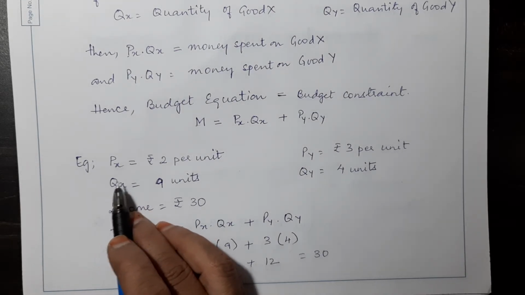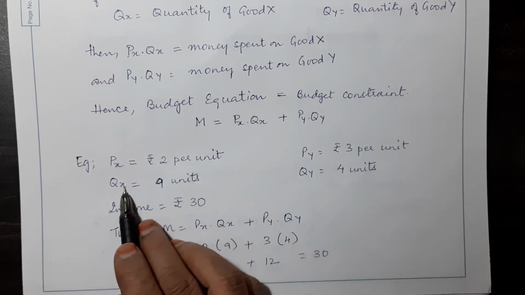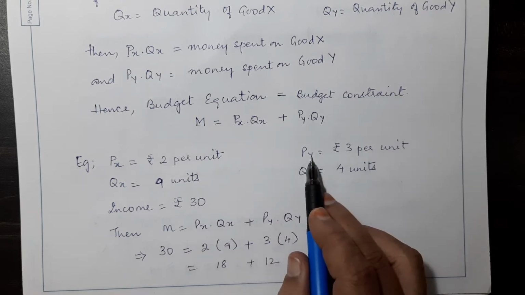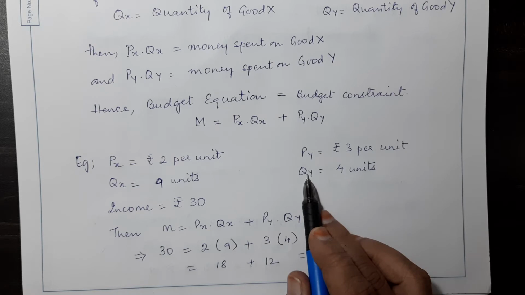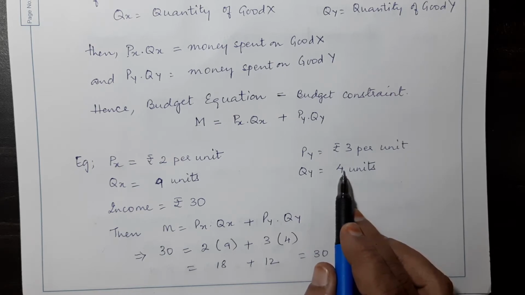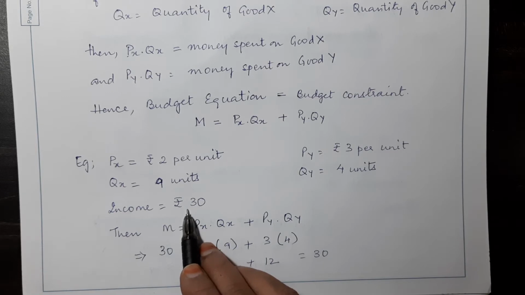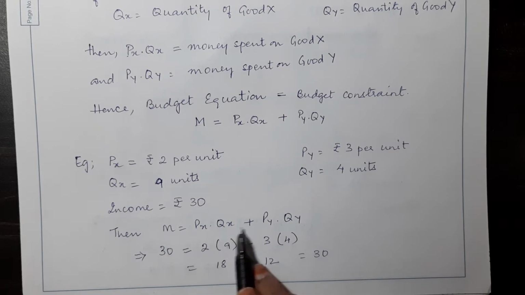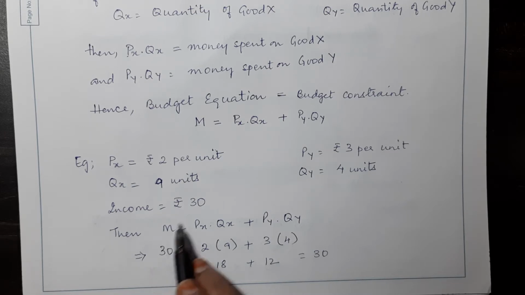Now let Px be rupees 2 per unit and the quantity that is consumed is 9 units. Then the price of good Y is rupees 3 per unit and the quantity consumed is 4 units. And we are given the income. Income is rupees 30. Then substituting the values, we get the budget equation as M is equal to Px into Qx plus Py into Qy, which implies this budget is 30 rupees.